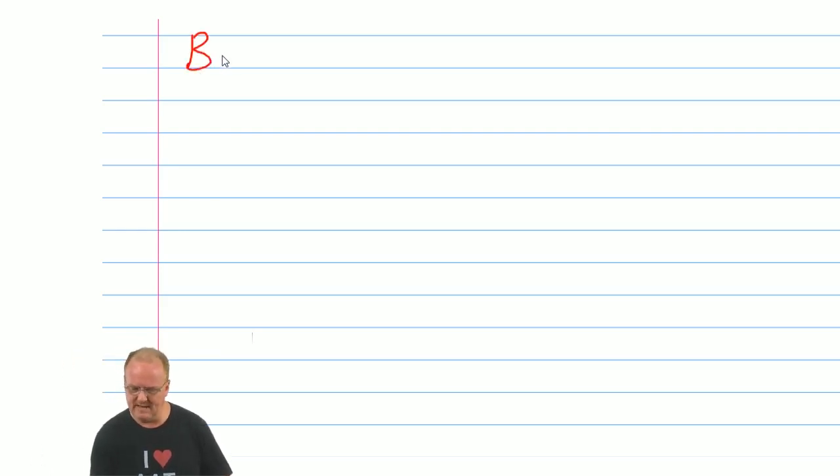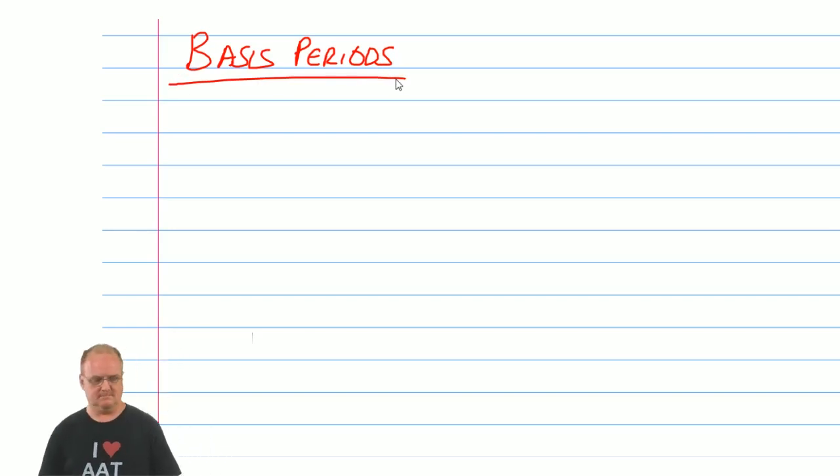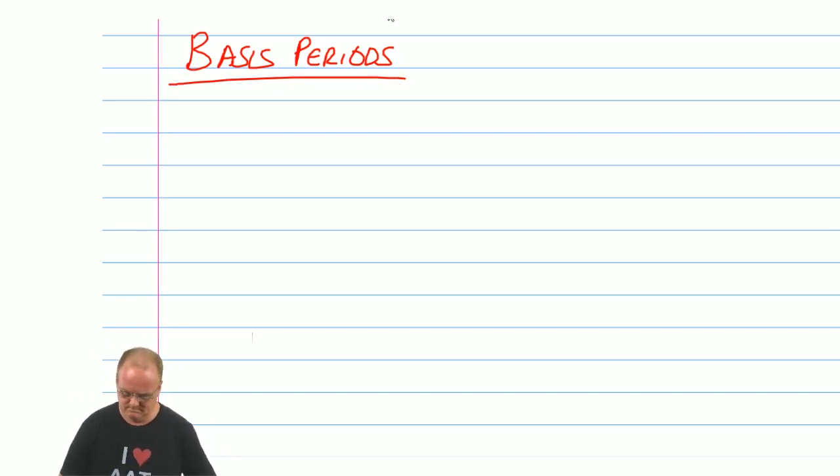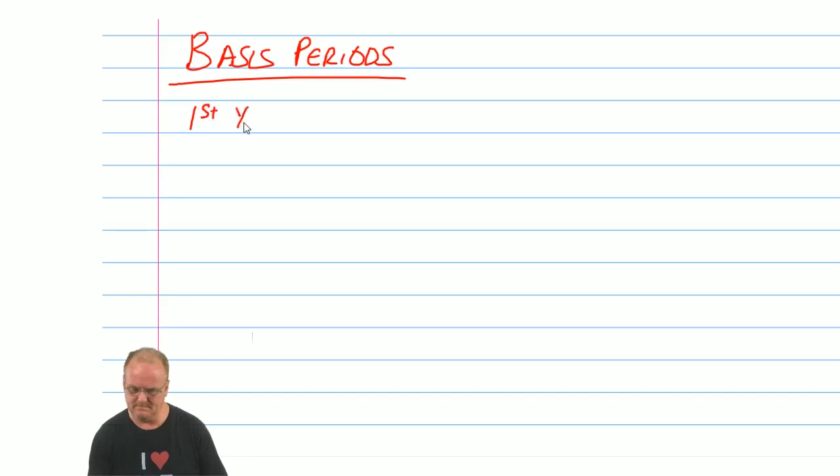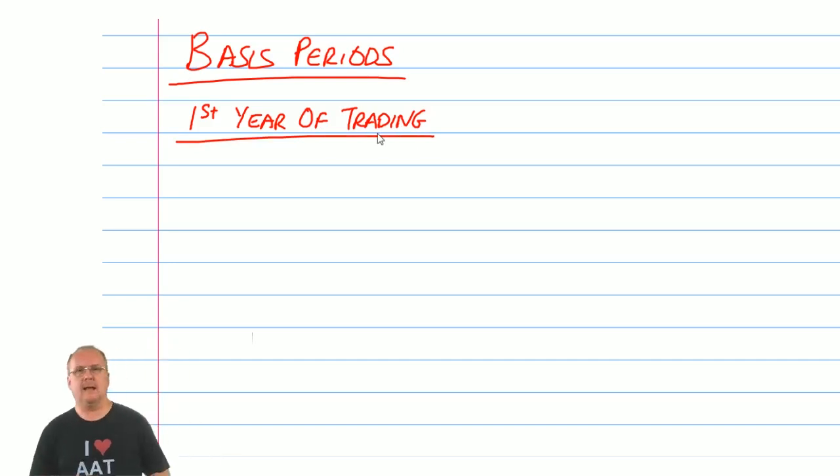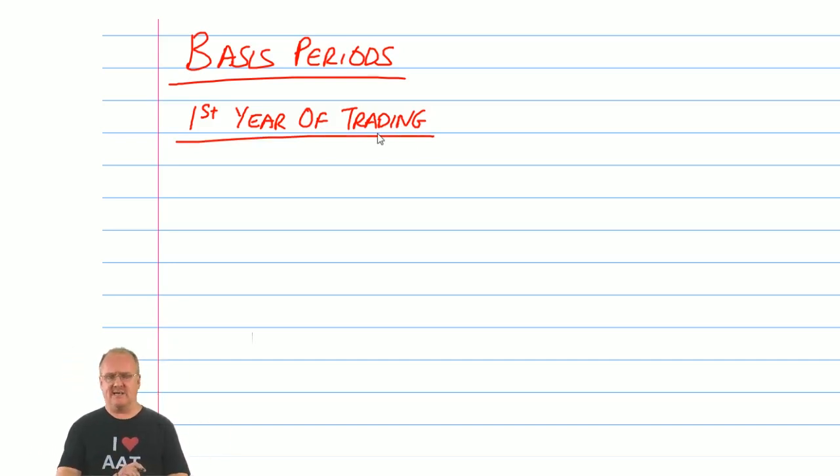Okay. So let's have a look then. How does this work? So, you start trading. And after you've started trading, you will come up to your first 5th of April, the end of a tax year.